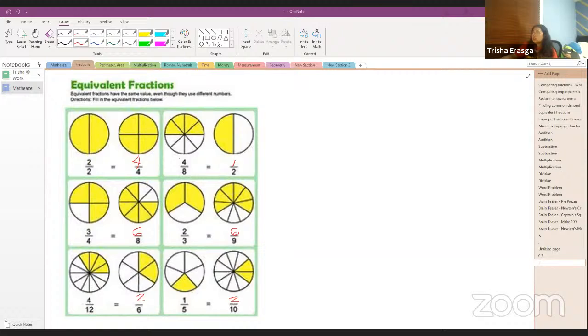Are you confident with equivalent fractions that are not drawn? Like if I just give you the numbers, you think you can do equivalent fractions? I'm gonna try. Okay. If not, we can totally go over those.